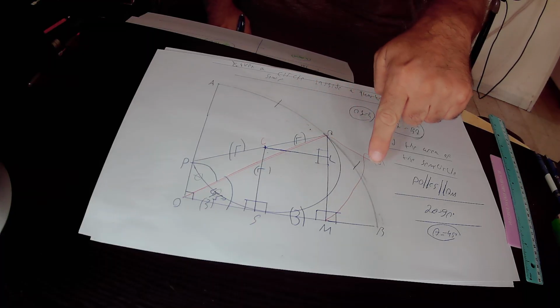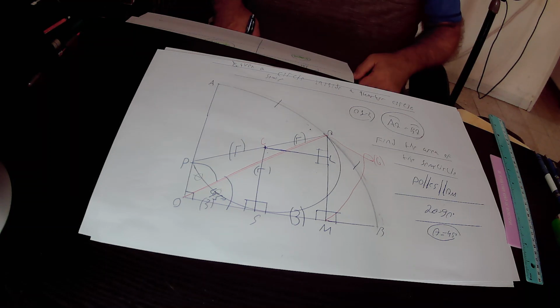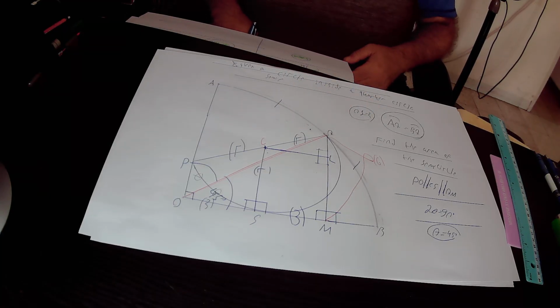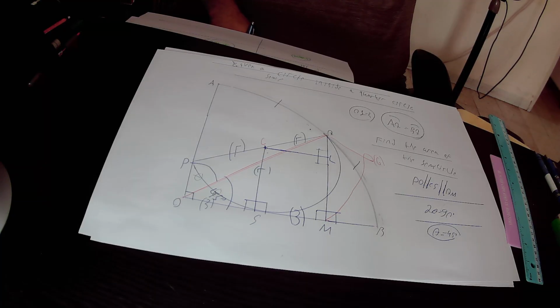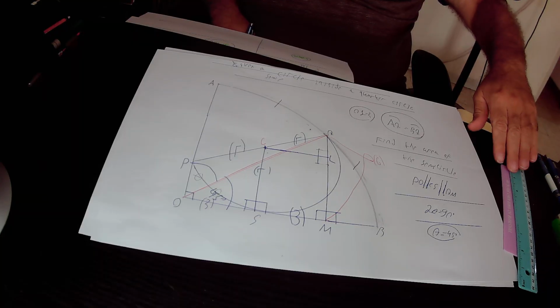In quadrilateral CLMS, we have 1, 2, 3 right angles. The sum of 3 right angles is 270 degrees, so 270 degrees plus the size of this 4th angle. The total must be equal to 360 degrees according to the rule that says that the sum of the angles in any quadrilateral is equal to 360 degrees. And therefore this 4th angle is equal to 90 degrees in its size.